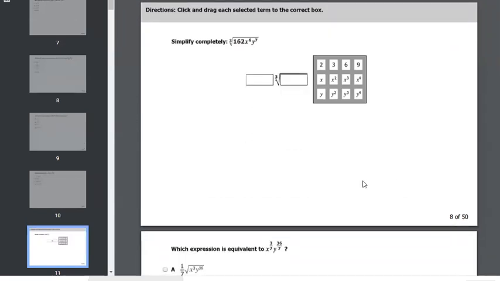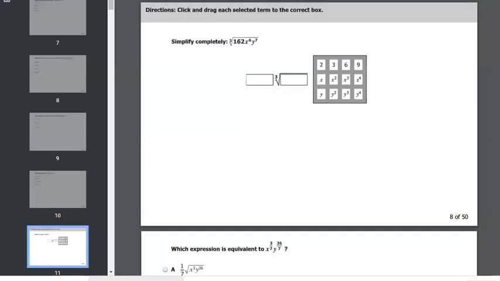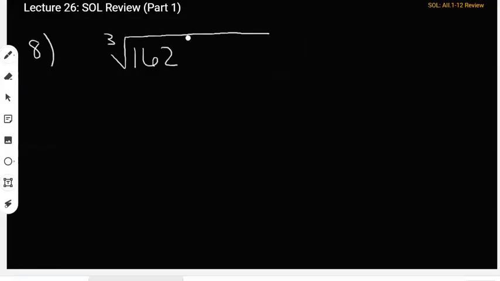Okay, let's look at number 8. I have the cube root of 162 times x to the 6th power times y to the 7th power. So I'm going to write that down first. I have a cube root of 162 times what? x to the 6th power, y to the 7th. So x to the 6th power, y to the 7th.